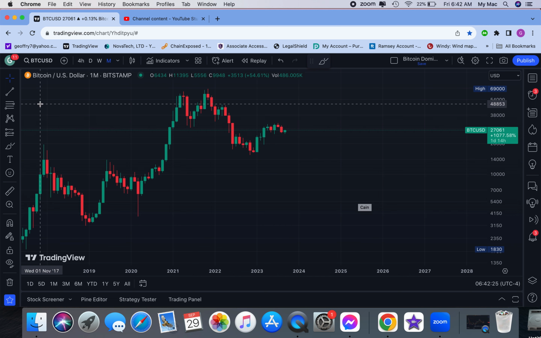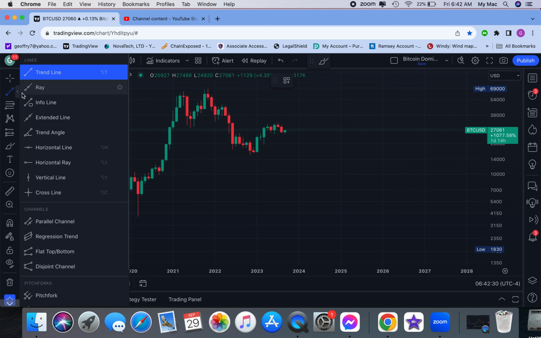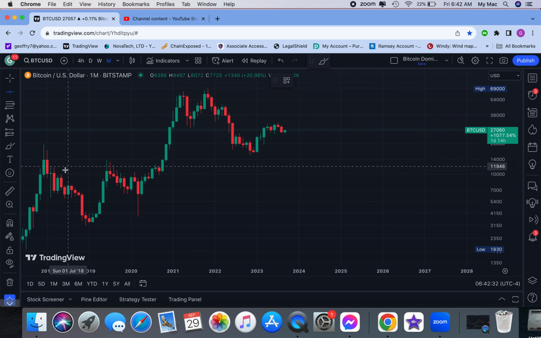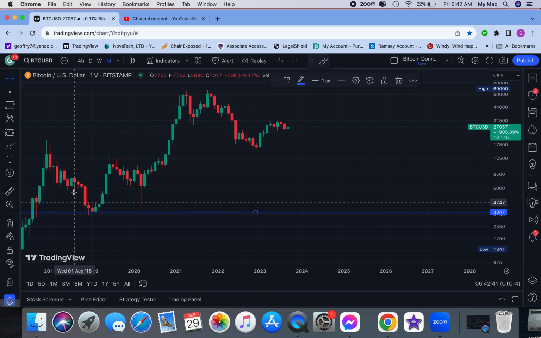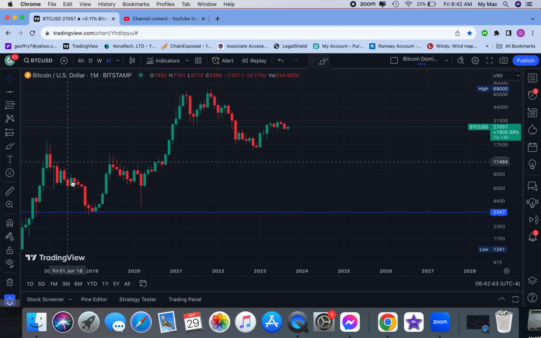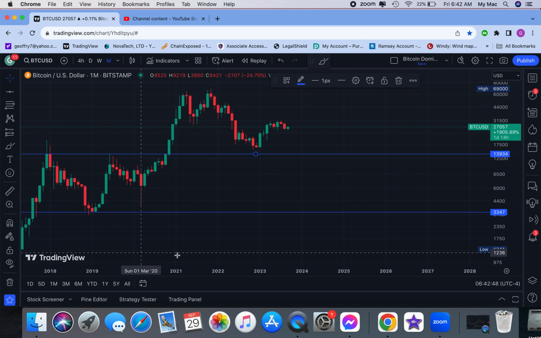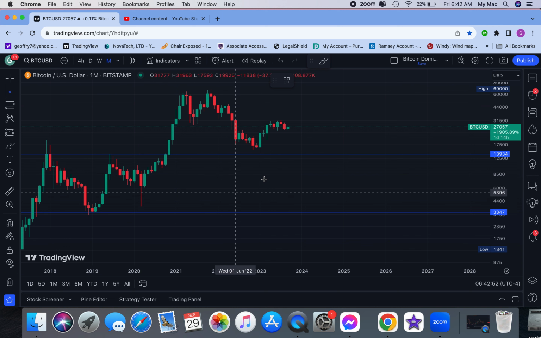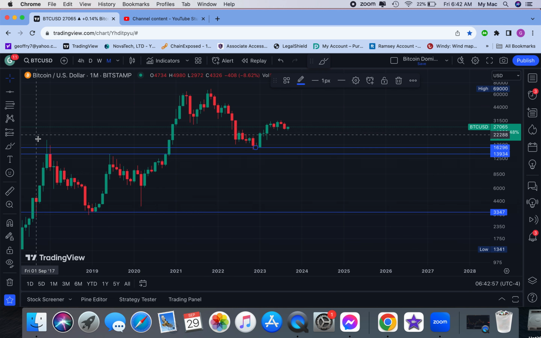So we're going to draw some lines here. What you want to do is find the tops and the bottoms of the candles and just draw a line. So there's one. And I guess we have to click on it every time. There's another one. And you always want to start out on the biggest time frame and move your way out.